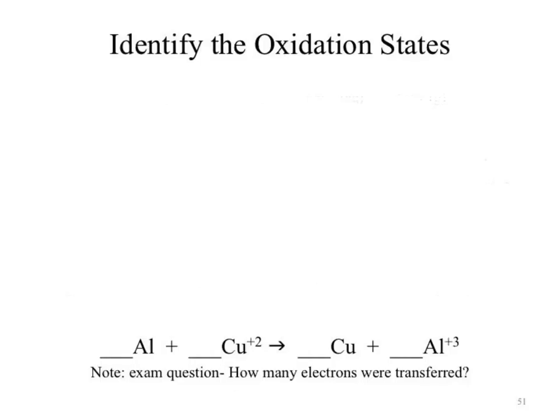The second one gets a little bit trickier. And it becomes trickier because in our rules we start with, do the elements balance? Well, how many aluminums on the left? 1. Aluminums on the right? 1. Coppers on the left? 1. Coppers on the right? 1. Everything looks balanced, but not the charge. If we evaluate the charge, do our charges balance? On the left-hand side of the equation, what is our overall charge? +2, and on the right-hand side, +3. So it does not balance.